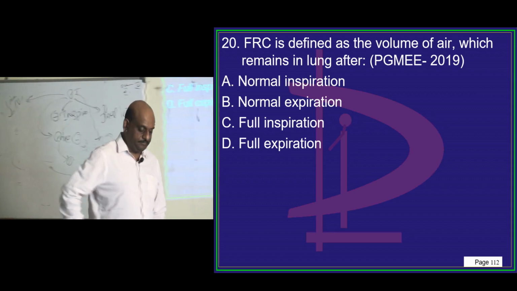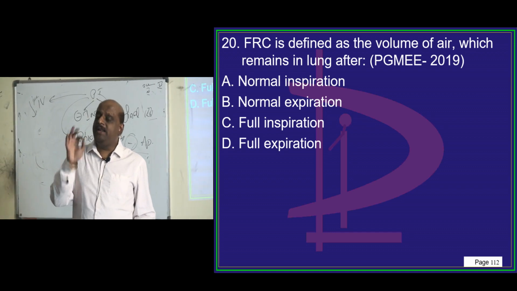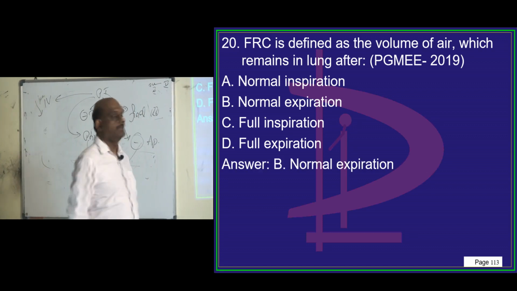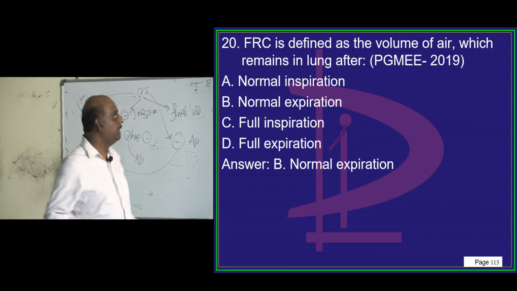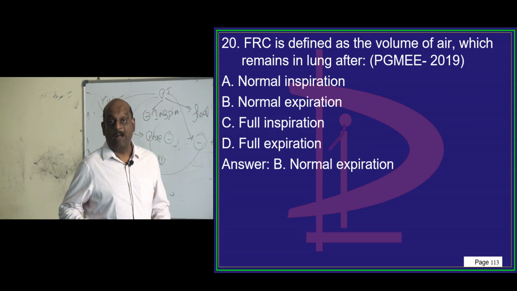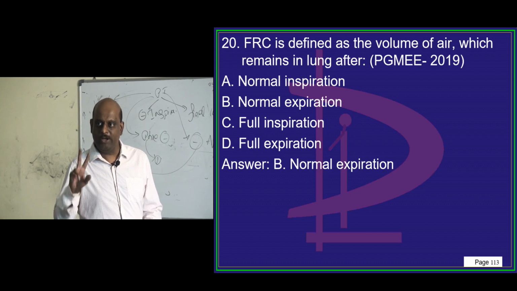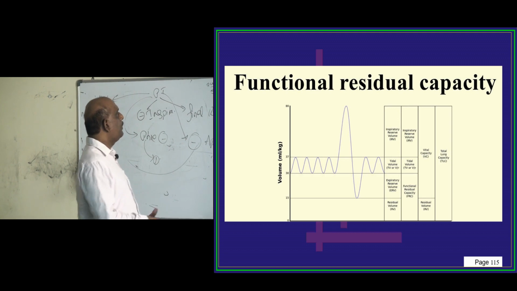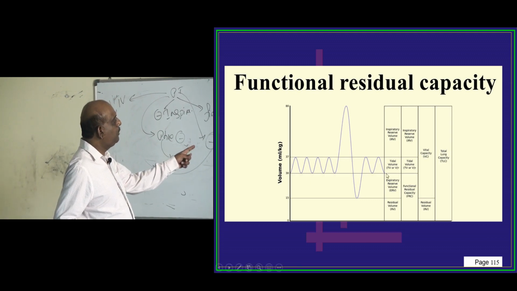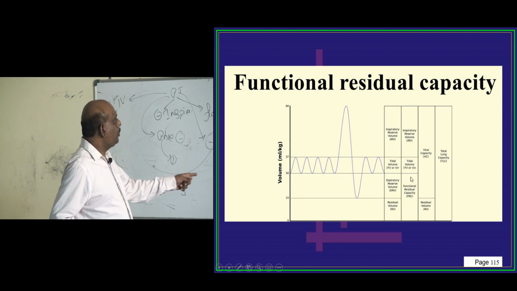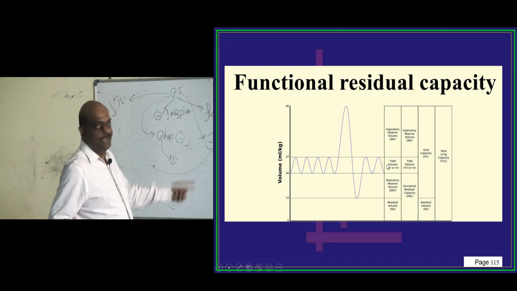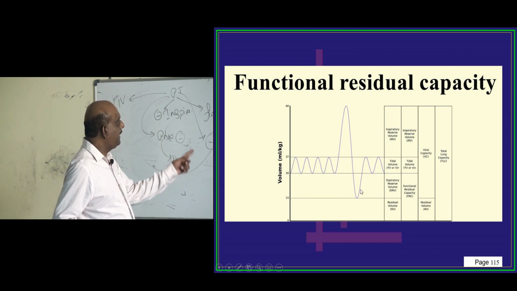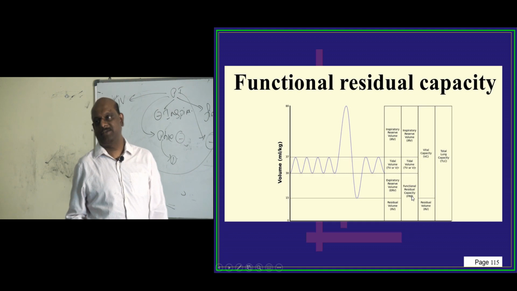Now doctor, functional residual capacity. What is the meaning of it? It is the volume of the air which remains in the lung after normal expiration. You can do forced expiration or normal expiration or after normal expiration. So when you do normal expiration, inspiration, what do you call that? Tidal volume. So even after normal expiration, whatever the air remains in the lung, this is called FRC.